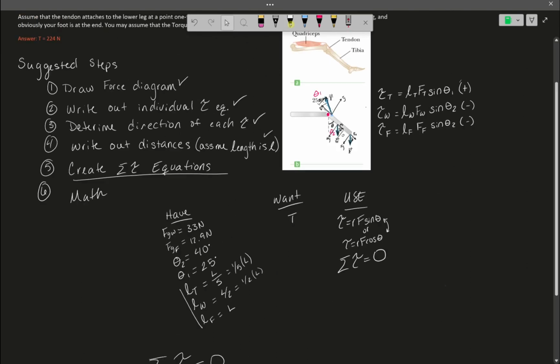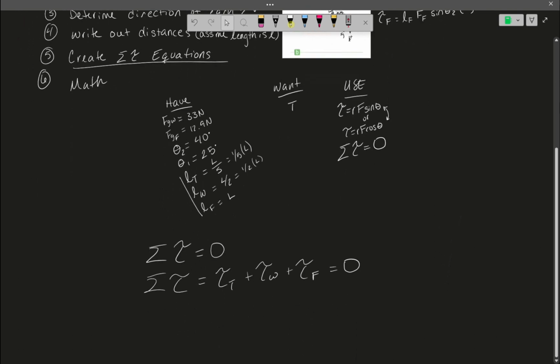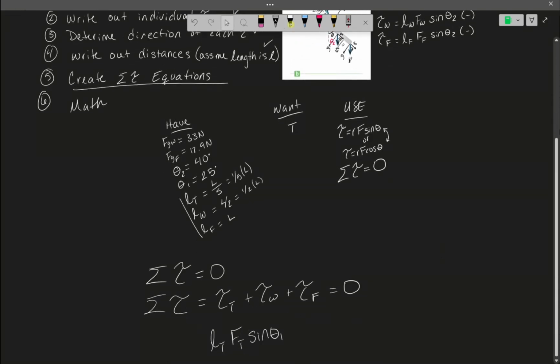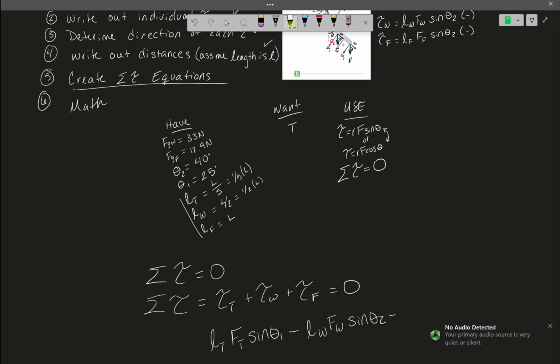So for the torque due to the tension, it'll be LT FT sine theta 1. And that has a positive directionality. I have a negative directionality for the weight of my leg, and I have a negative directionality for the weight of my foot. And this has to be equal to 0 because it's in equilibrium.